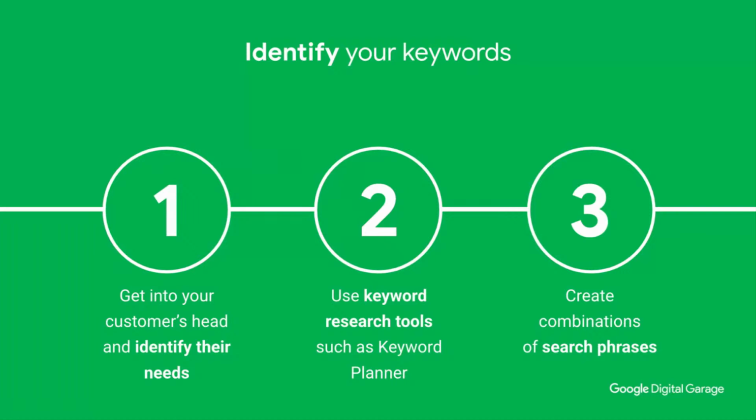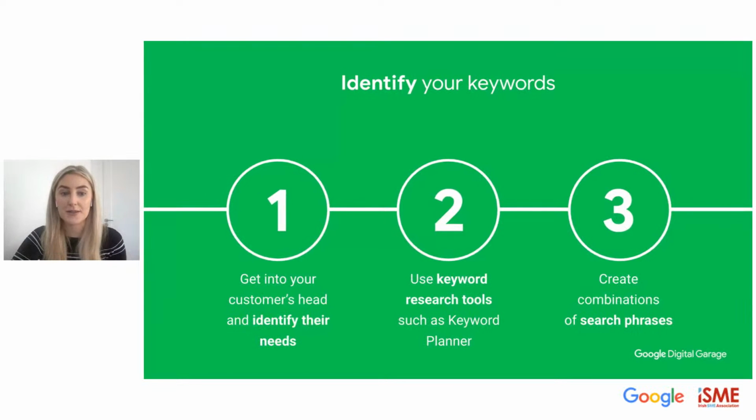Secondly, use research tools such as Keyword Planner. So Keyword Planner enables you to identify keywords you may want to use. It can also identify popular search terms. You can discover new keywords, find out what works and what doesn't, and it's a free tool to use.